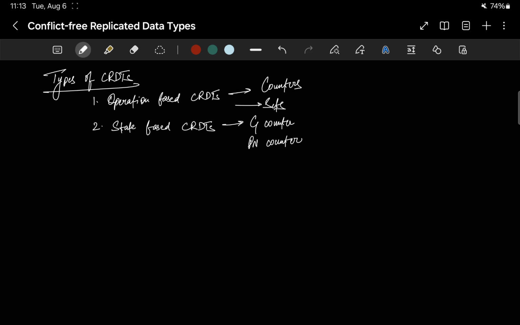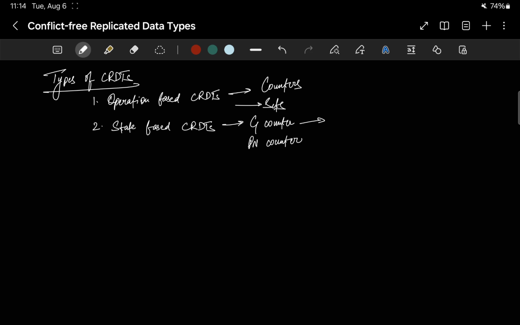Let's talk more about the G counter and PN counter. It's a state-based CRDT representing a grow-only counter, meaning it only supports increments. What are the operations here? Increment operation and merge operation.